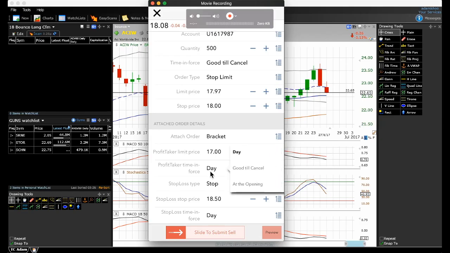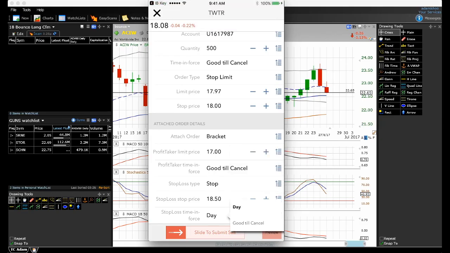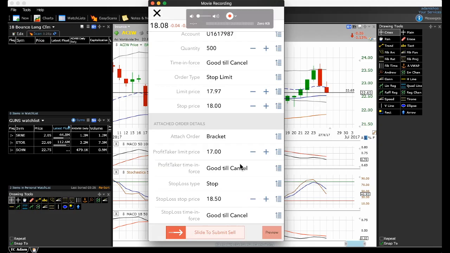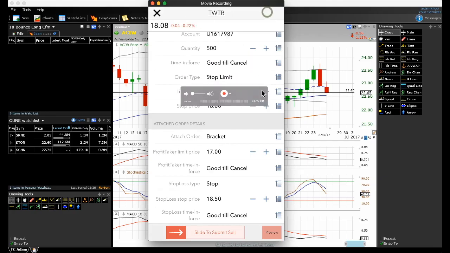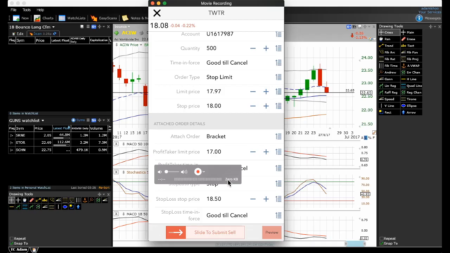Again, I'm going to change it to good till cancel. Good till cancel. Once I'm ready, I'm going to slide and the sell order will be in, right? So that's exactly how you place a trade using the mobile platform, right? So that concludes this part of the lesson on placing orders with the broker.